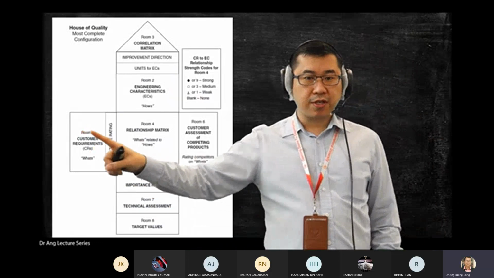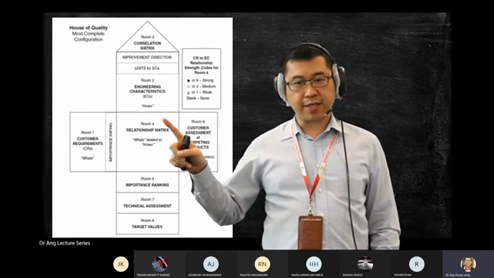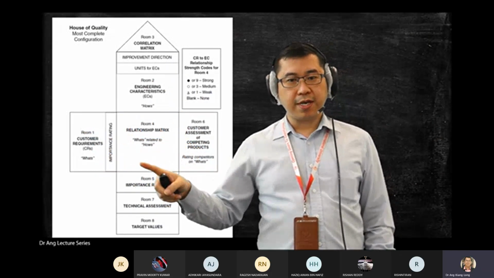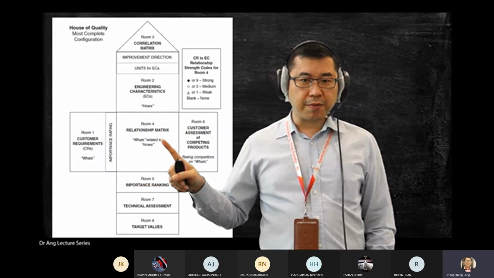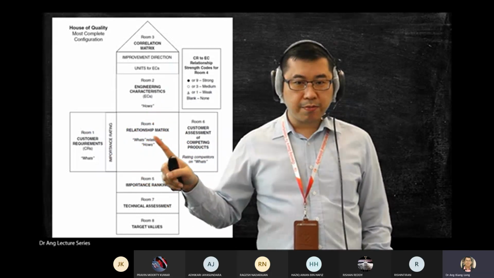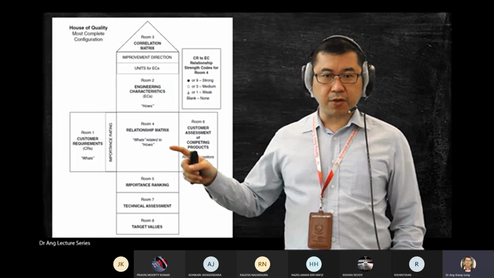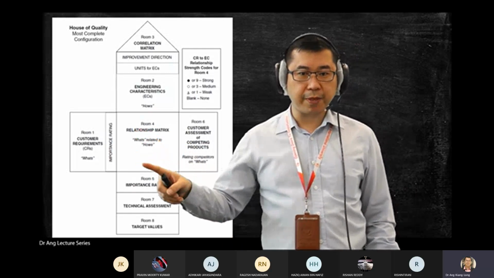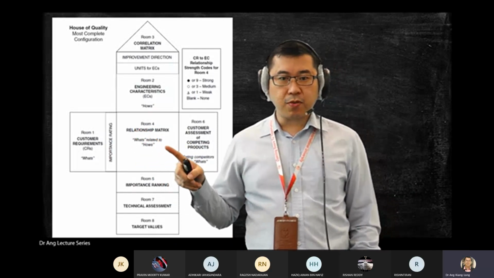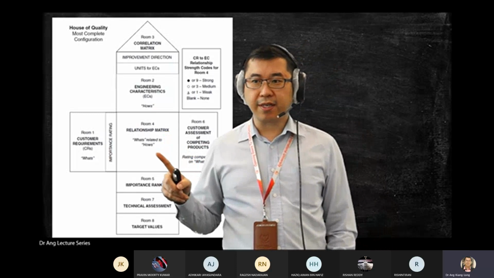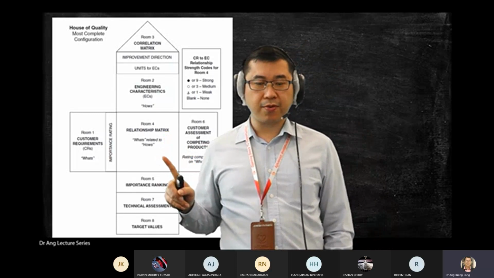First, inside this house, the center area, or your lobby, will be the relationship matrix. You need to build the relationship matrix from here. It tells you what is related to what. It tells you what is related to how.